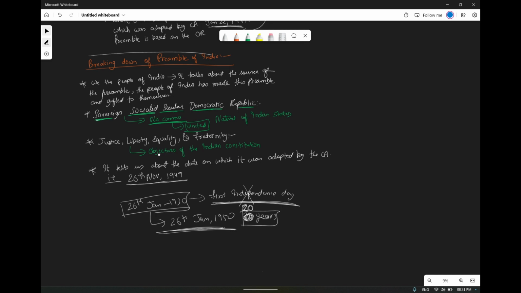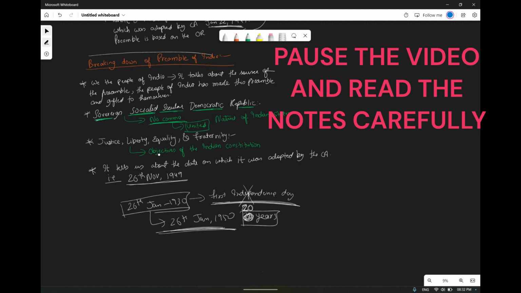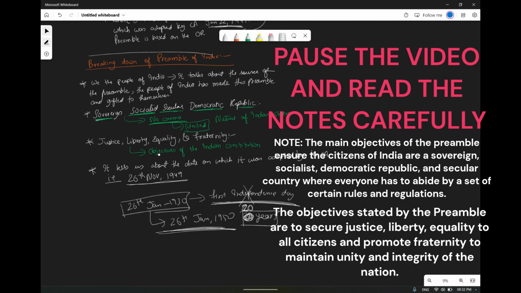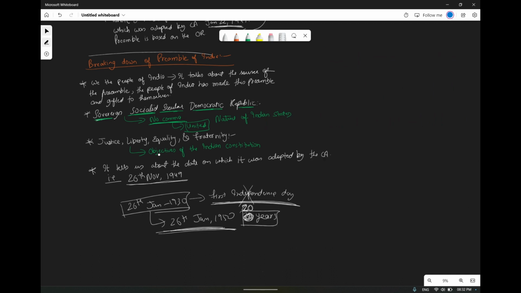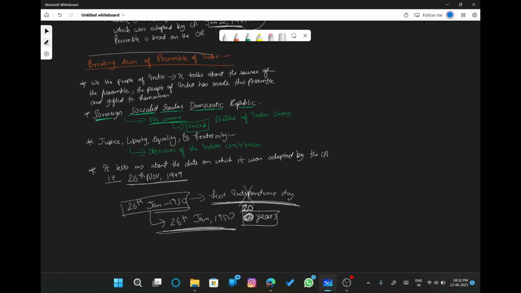Sovereign, socialist, secular, democratic tells about the Indian states, that they are united. Justice, liberty, equality, and fraternity tells about the goal and objective of the Constitution, and it tells about the date. Now we'll understand the meaning of sovereign, socialist, secular, democratic, republic, each one by one in the next lecture. Thank you.